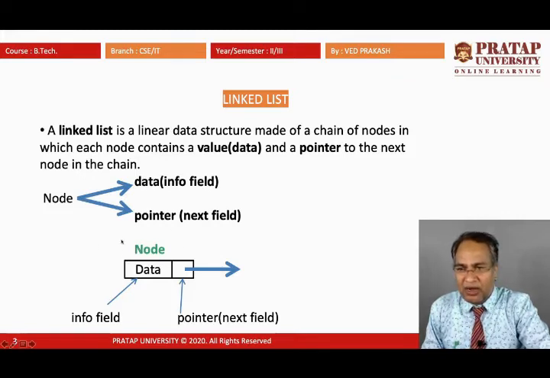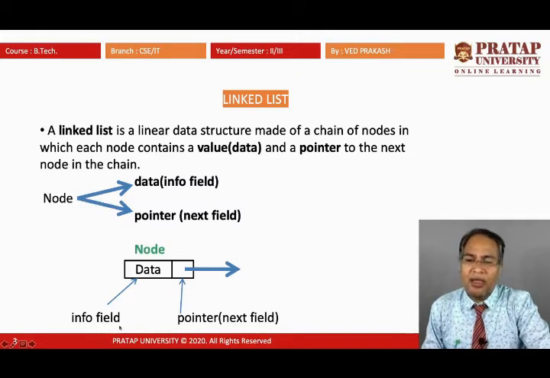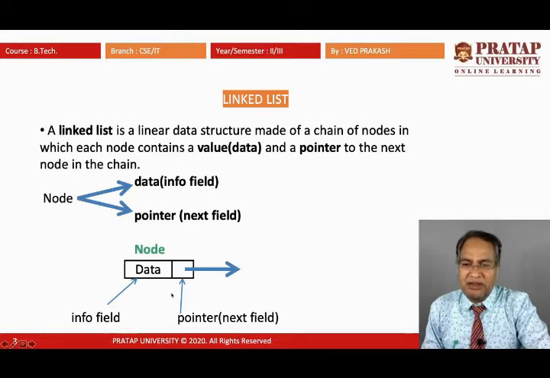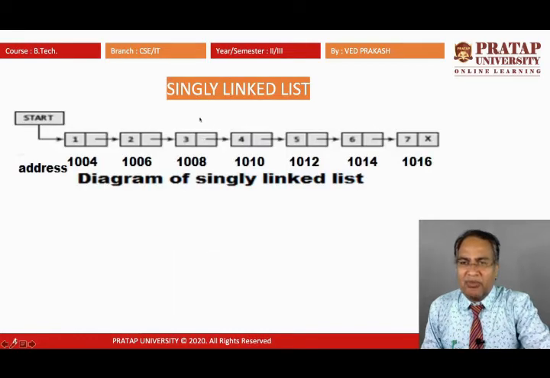So this is the block diagram of a node. A node is divided into two parts: the info field and the next field. The info field is the information, and the next field is used to connect or point to the next node. This is the block diagram representing a single linked list. These are the nodes, and this is the first node, and each node also has an address in memory. So this first node has the address 1004, and the next node's address is 1006.